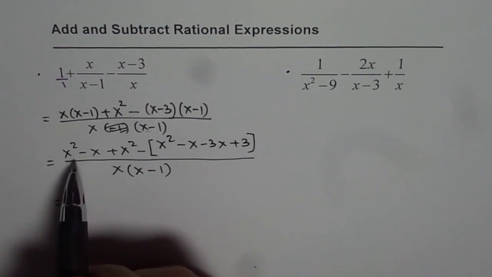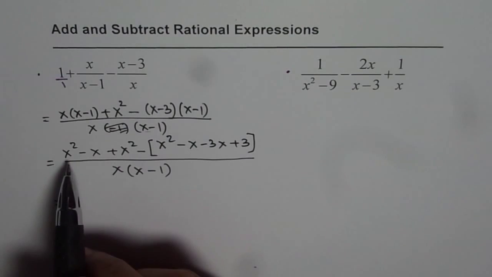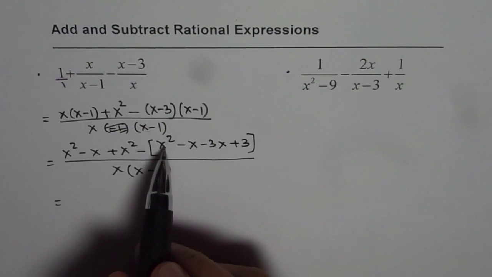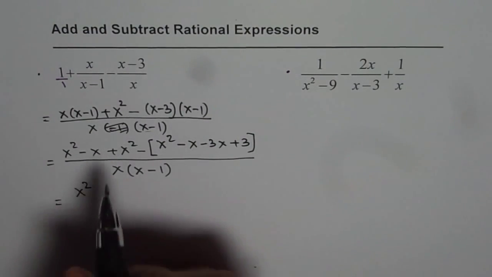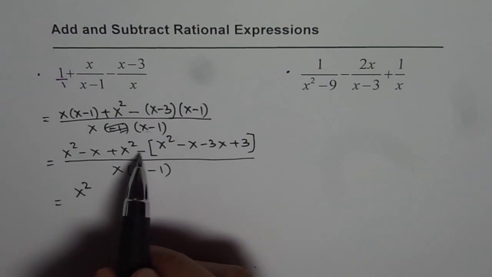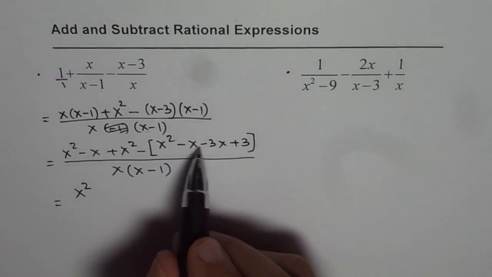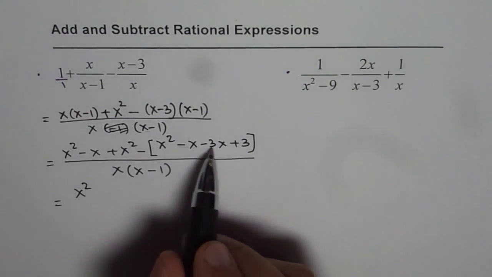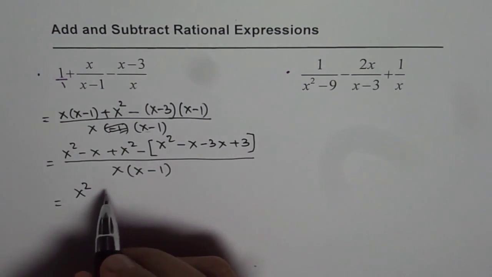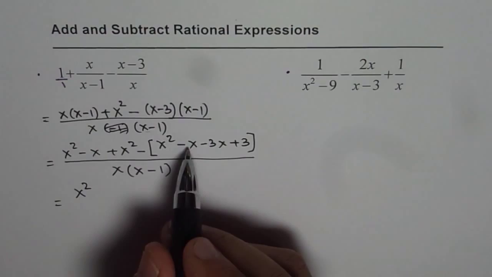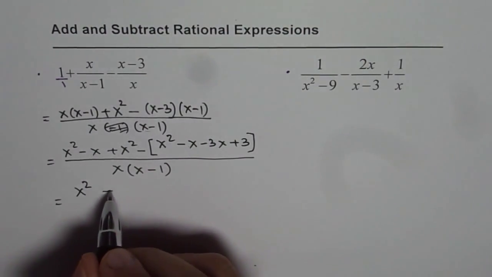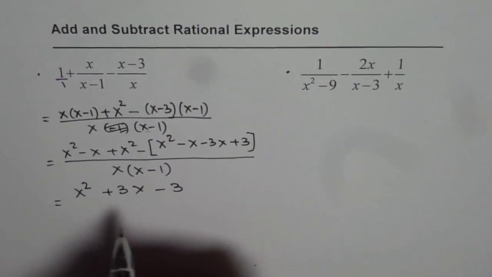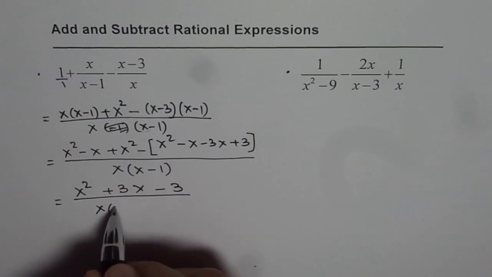Now we can add or subtract the like terms. So we have x squared plus x squared as 2x squared, and minus x squared gives me just x squared. As far as x's are concerned, minus x minus minus makes it plus, so it becomes plus 3x, correct? So minus x cancels out, you're left with plus 3x. So plus 3x, and we have minus of plus 3, which is minus 3, divided by x times x minus 1.